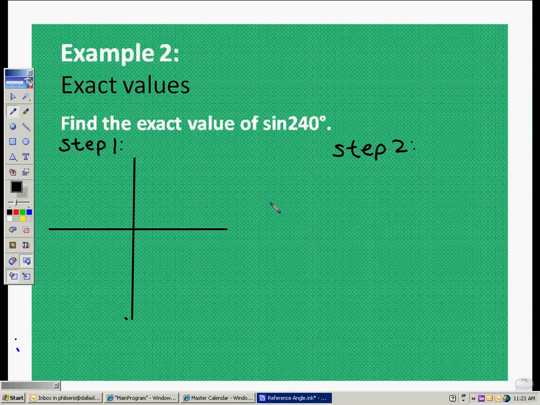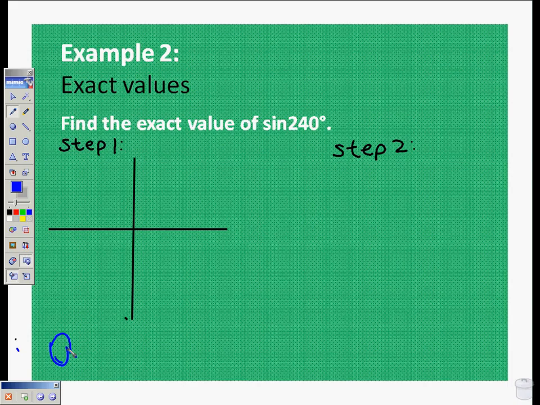Okay, today we're going to be finding exact values of trig functions, and we're going to be finding the exact value of sine of 240. So the first step is going to be to find theta hat, which is the reference angle for 240 degrees.